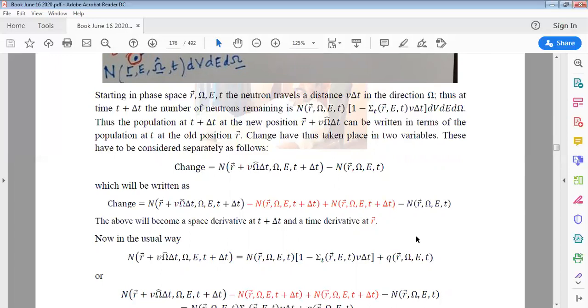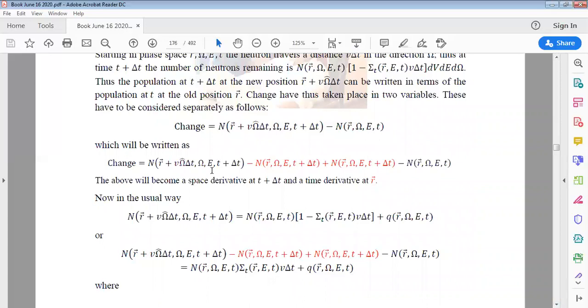Okay, so between this and this, let me subtract something and add the same thing. So from here, let me subtract a term which is at R, the old position, and the new time. So what's the difference between these two? The same future time, but the future minus the present, or you can say the present minus the past space. Plus, because I've subtracted this, I've got to add it. So the difference of these two, there's no difference in R, there's a difference in T. So this is going to be the time derivative, and this is going to be the space derivative.